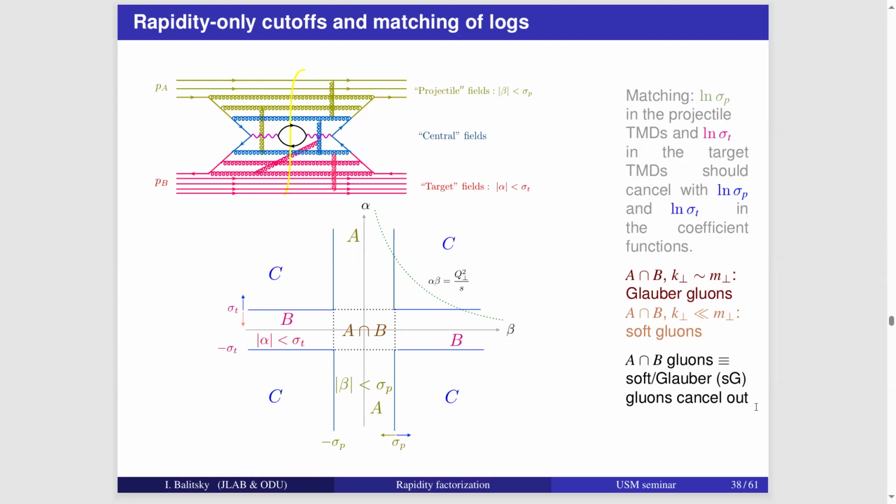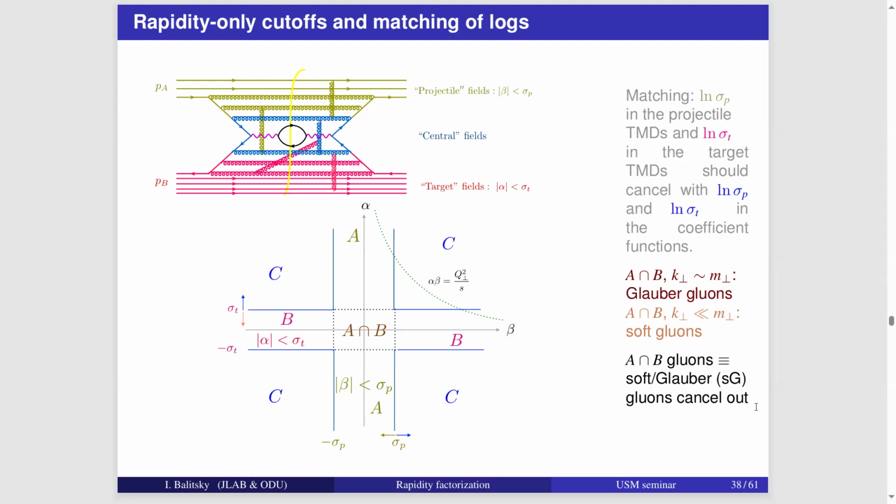Again, this projectile field B is small. For the target field alpha, the component along PA is small. And the rest is C fields. But the coefficient function is an integral over C fields.